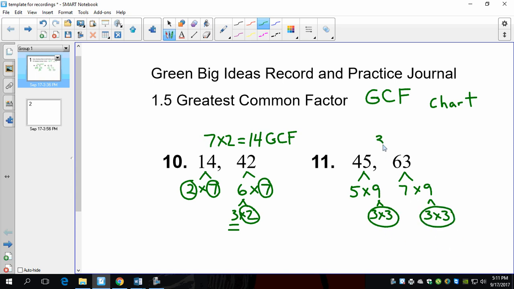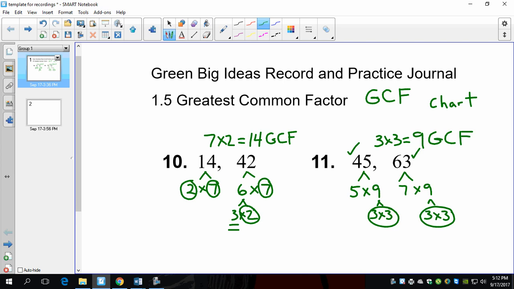That is going to tell us that we need to multiply those together. 3 times 3 is 9, and 9 would be the greatest common factor between 45 and 63. One thing I know, I can check my work. I can say 9 goes into 45 5 times, and 9 goes into 63 7 times.